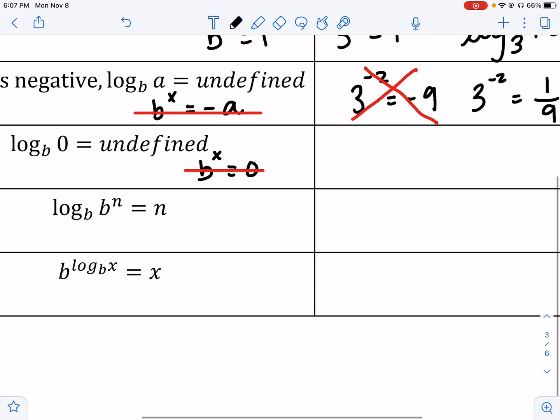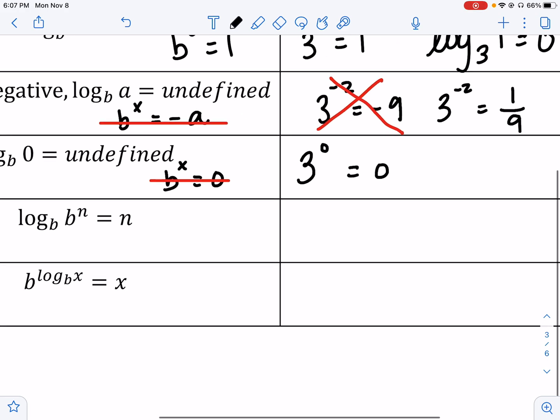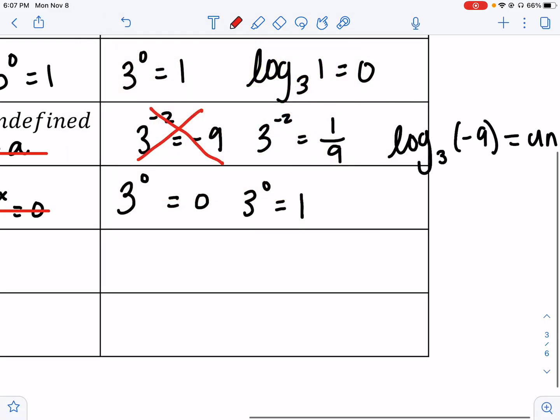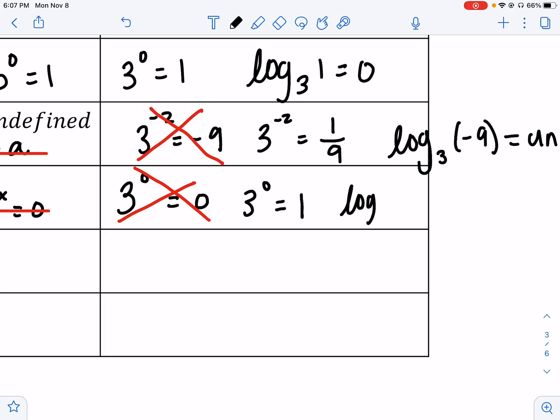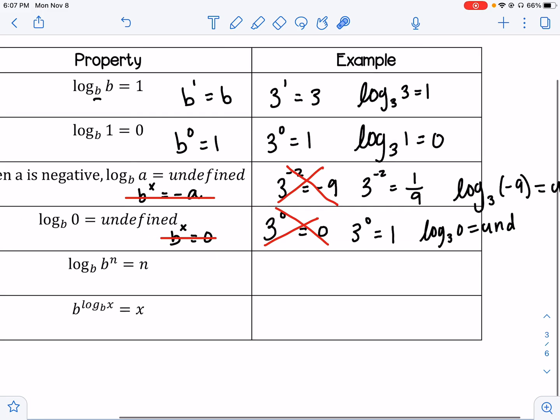For an example, once again, we'd be saying 3 to the what would equal 0. Some of you might want to say, oh, 3 to the 0th would work. But we know that's not true because 3 to the 0th is really 1. So once again, just doesn't work. What that would look like is log base 3 of 0. We see this and we say, that's undefined. Not possible. There's no exponent that would turn 3 into 0.